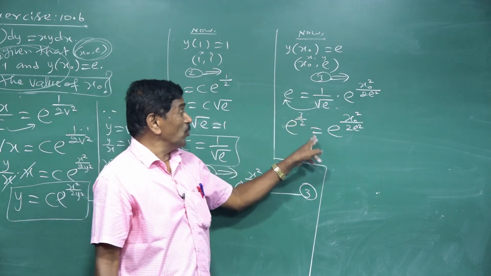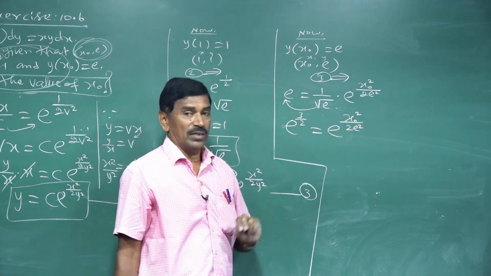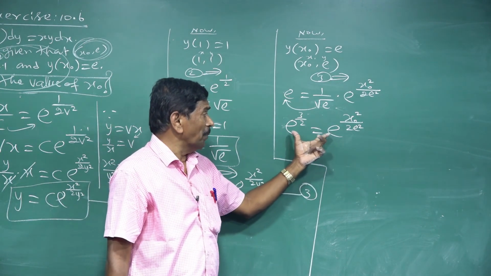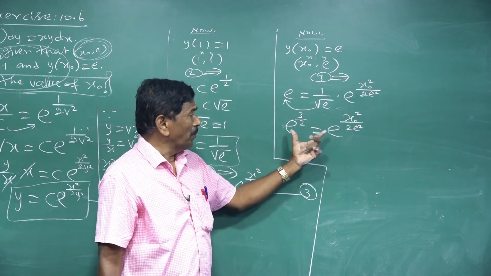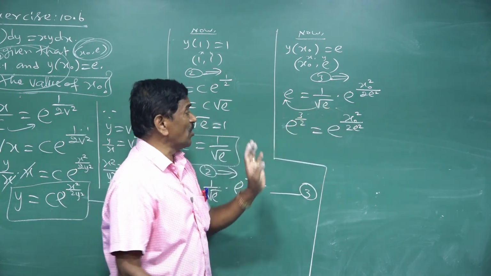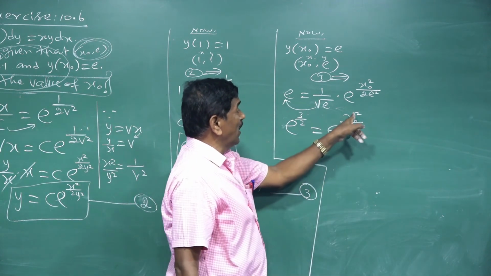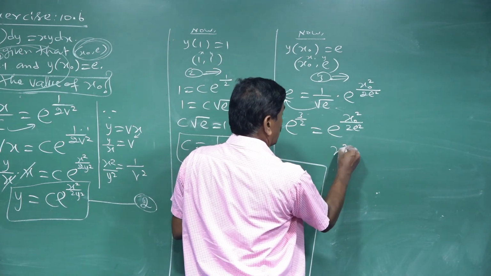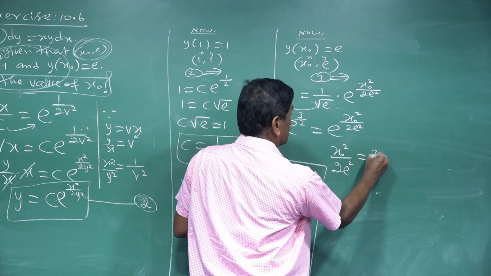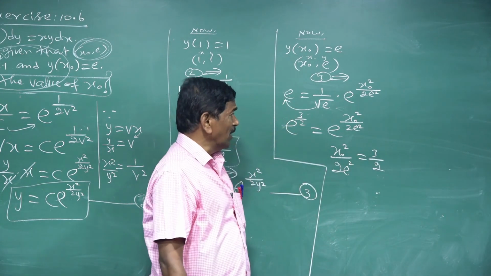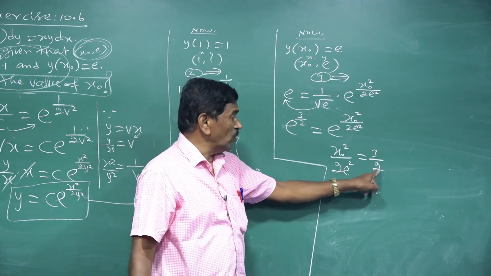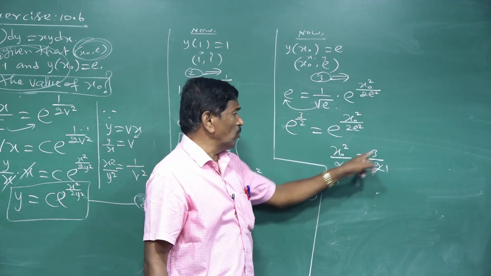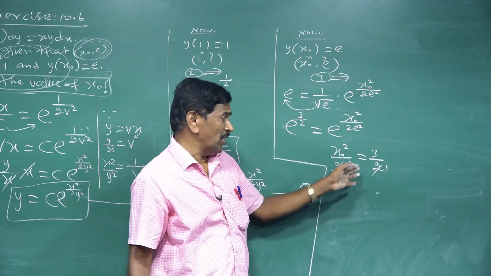Now listen, e power 3 by 2 is equal to e power x0 square divided by 2e square. What can you say about this step? Here the bases are equal, therefore the powers are equal. The bases cancel, then the powers are equal. For my convenience, write x0 square by 2e square on the left and 3 by 2 on the right. That is x0 square by 2e square is equal to 3 by 2. Here the denominator 2 on both sides cancels. If you doubt this, the divided 2 goes to the right, becomes multiply, then also it cancels. For our knowledge, we can cancel directly.